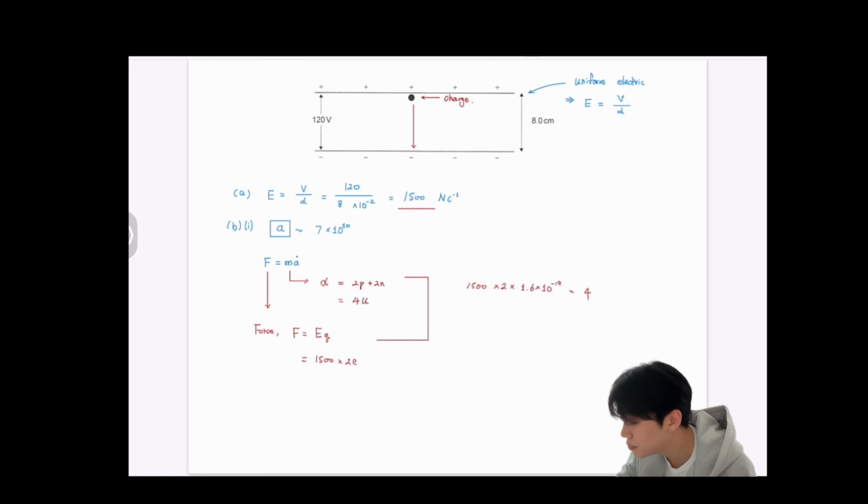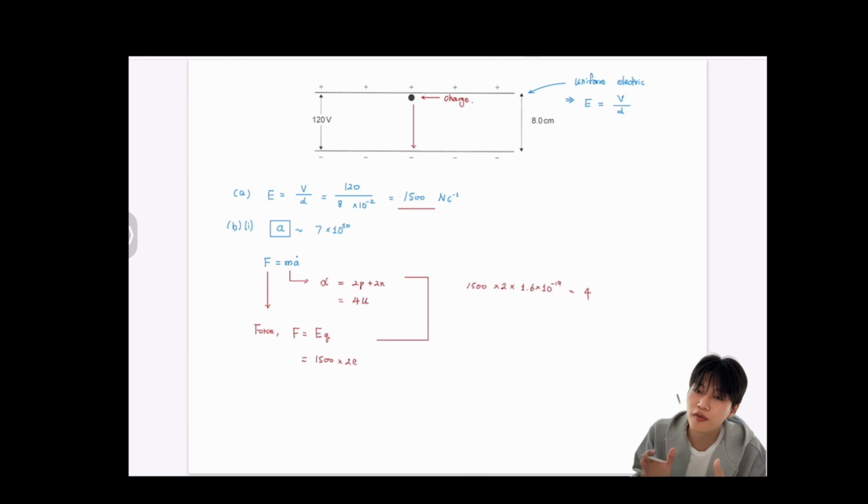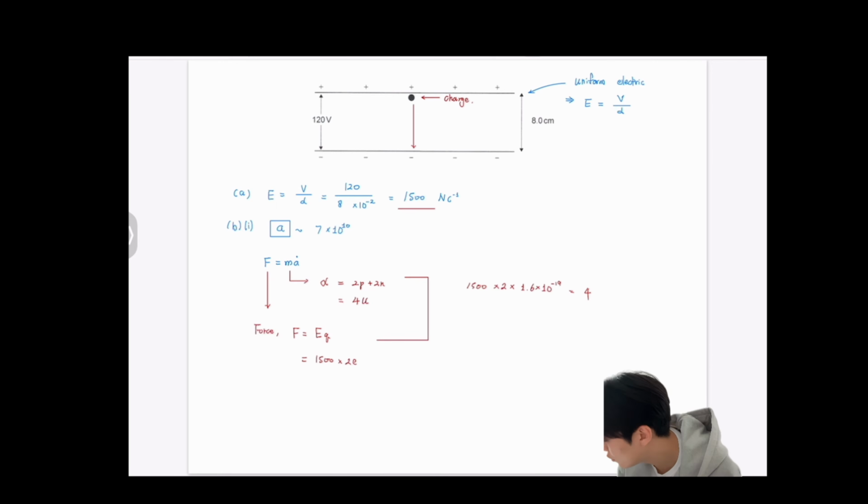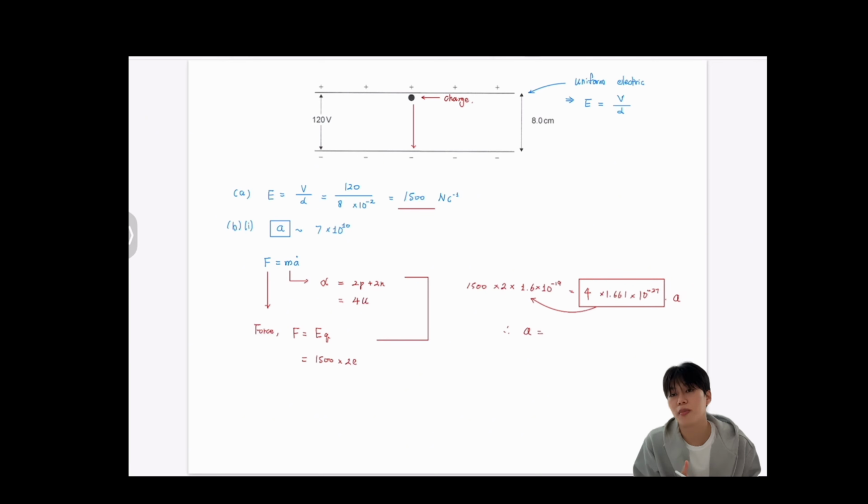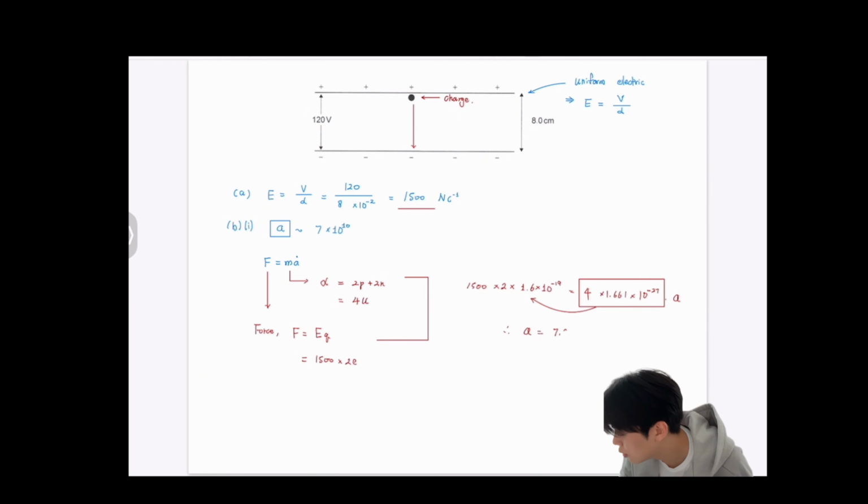Mass is 4u. If you see the formula booklet, you will see the value of u is 1.661 times 10 to the negative 27. So 4 times 1.661 times 10 to the negative 27 times acceleration a. Okay, so now we have to calculate a, you just have to rearrange this one to the left-hand side. Just divide by that part, you will see a equals 7.22 times 10 to the 10 meters per second squared. So that's about 7 times 10 to the 10 meters per second squared.